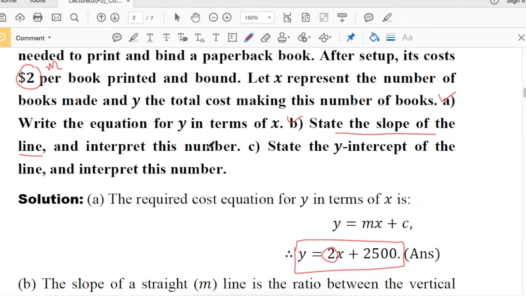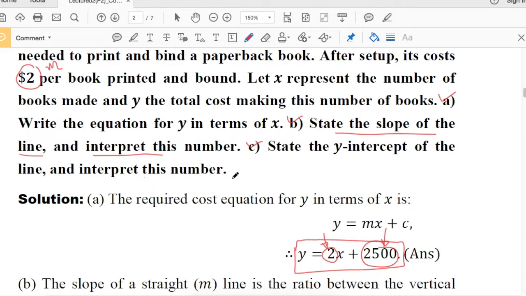And interpret this number. It means what is the interpretation of this number in business. And we know this 2 means marginal cost. So this 2 indicates marginal cost or cost of making an additional book. And in C, state the y-intercept of the line. So what is the y-intercept of the line? The y-intercept of the line is 2500.